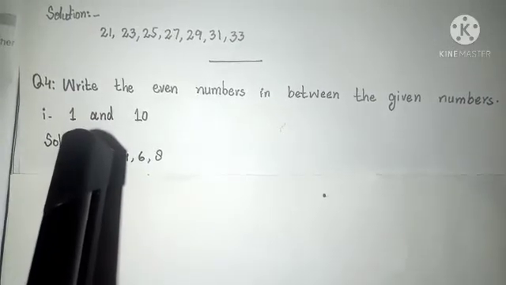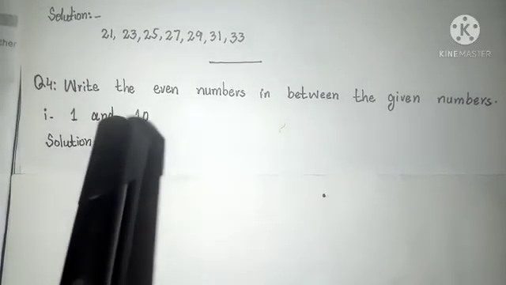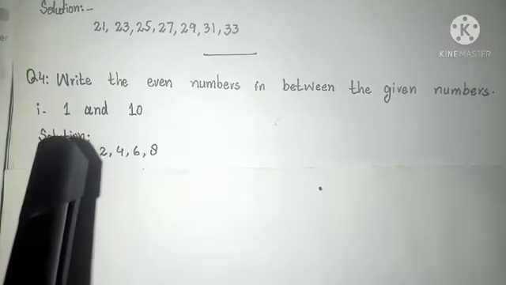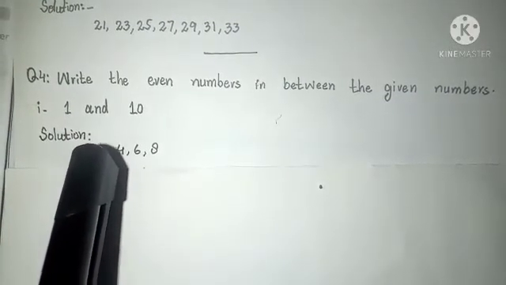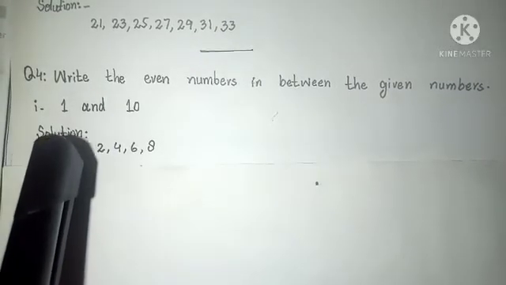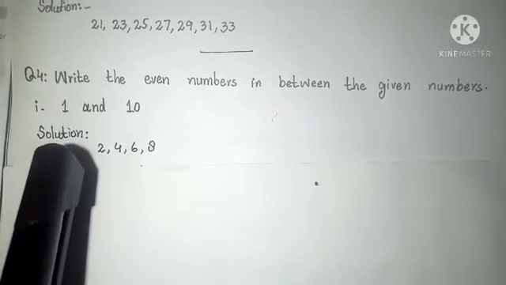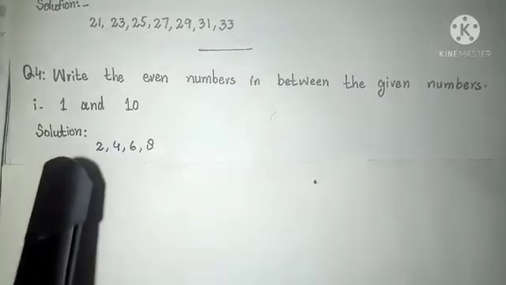Here we have to write the even numbers between 1 and 10, and those are 2, 4, 6 and 8. These all are even numbers because they are divisible by 2.